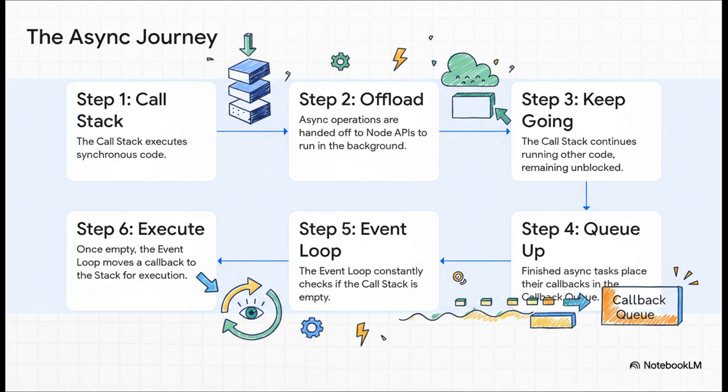Now, once that background task finishes, its callback function gets put into something called the callback queue. And here's the crucial part. The event loop is like a bouncer. It's constantly looking at the call stack, asking, are you empty? Are you done yet? Only when the call stack is totally clear does the event loop say, okay, next, and grabs the first thing from the queue to run it.